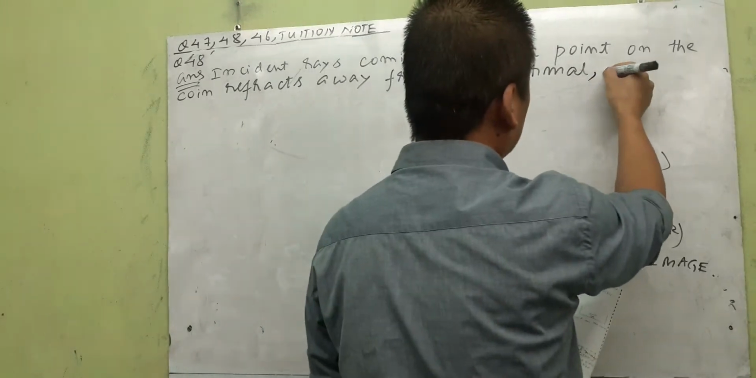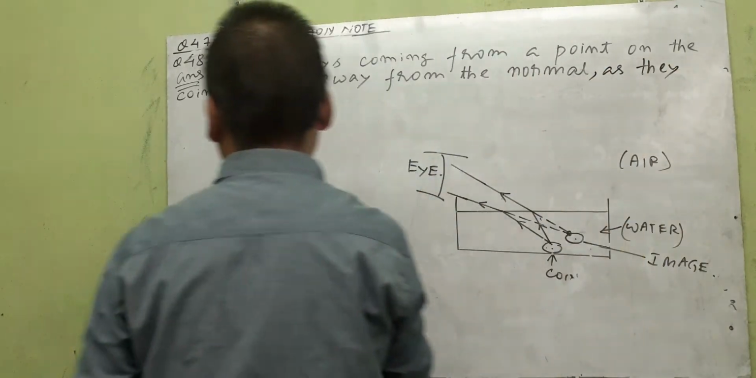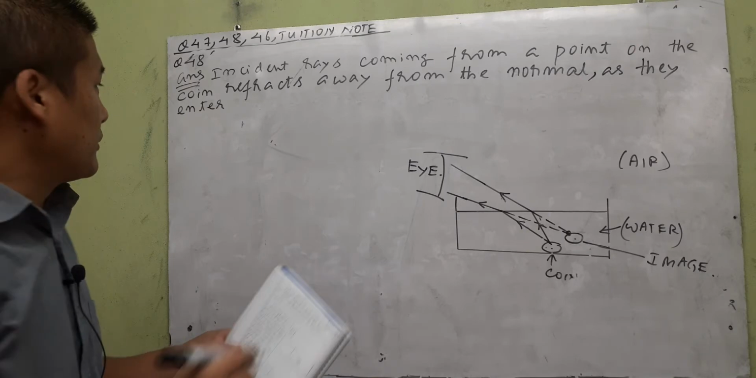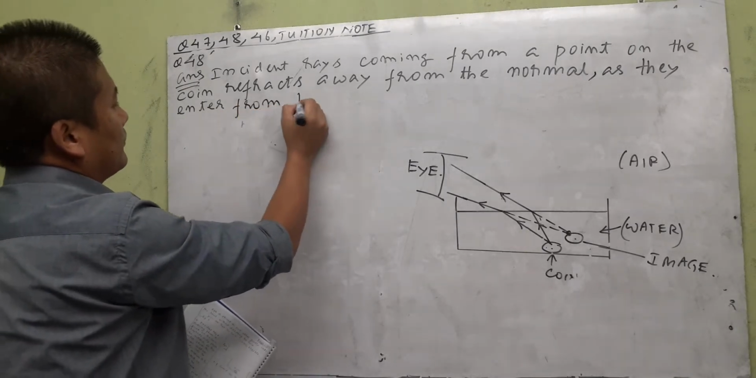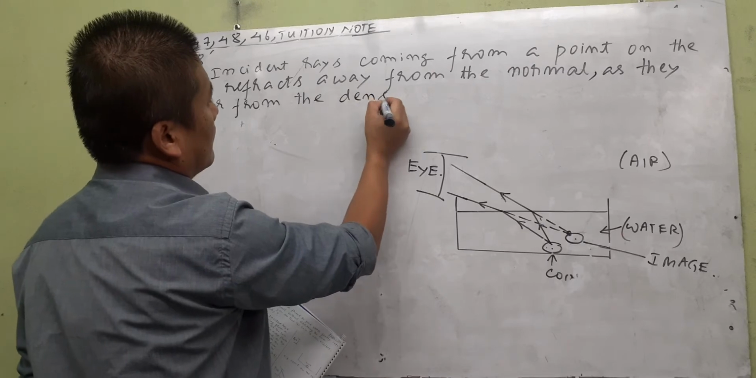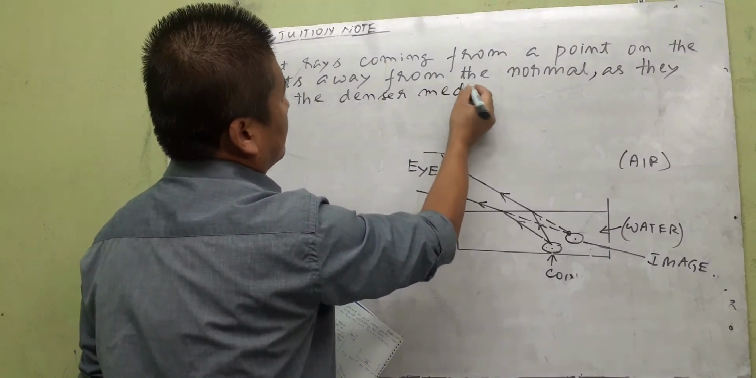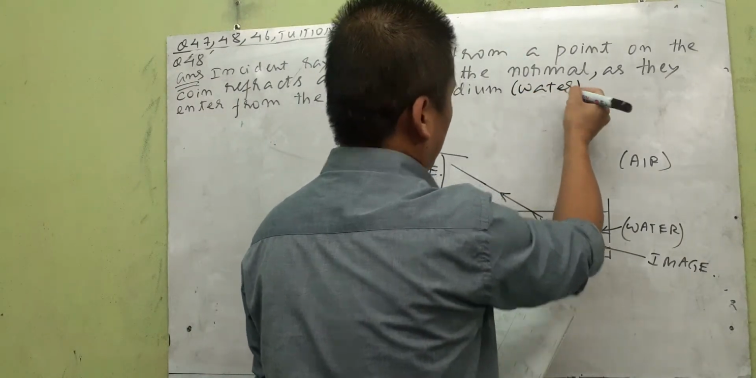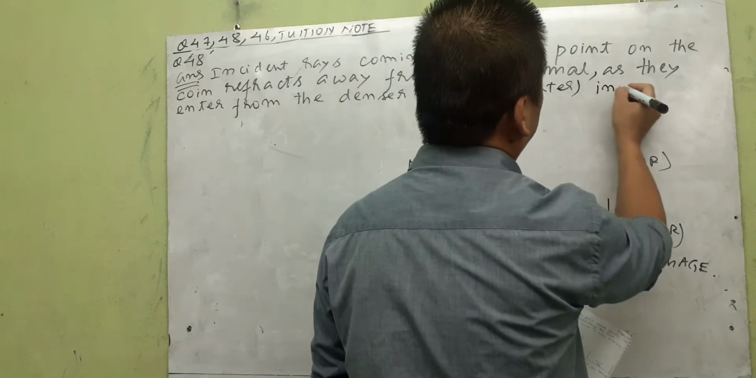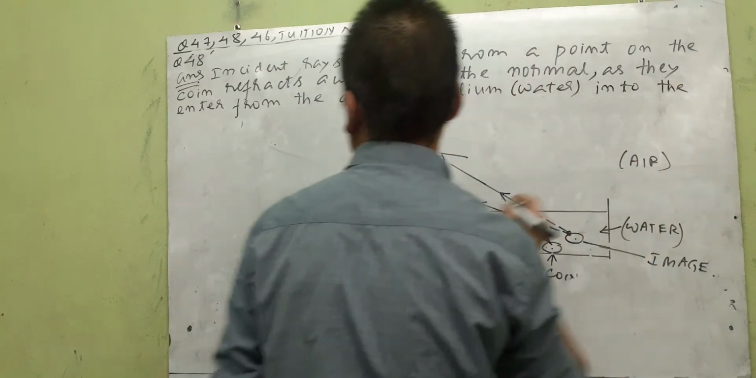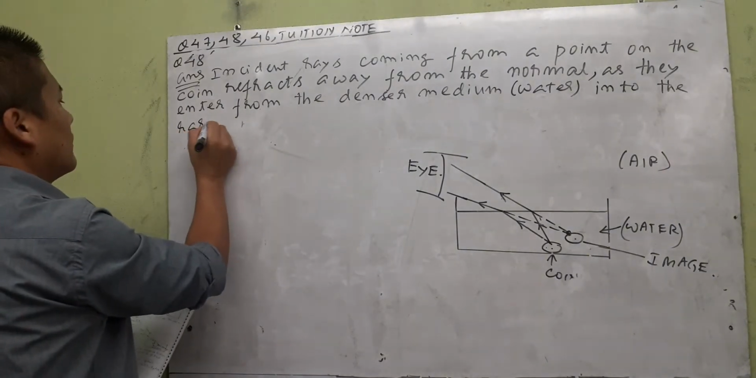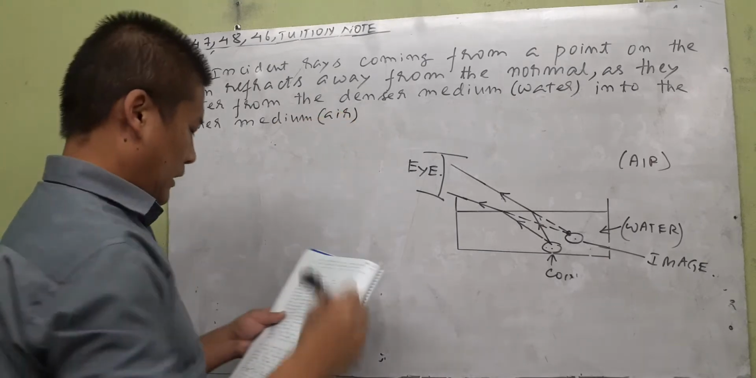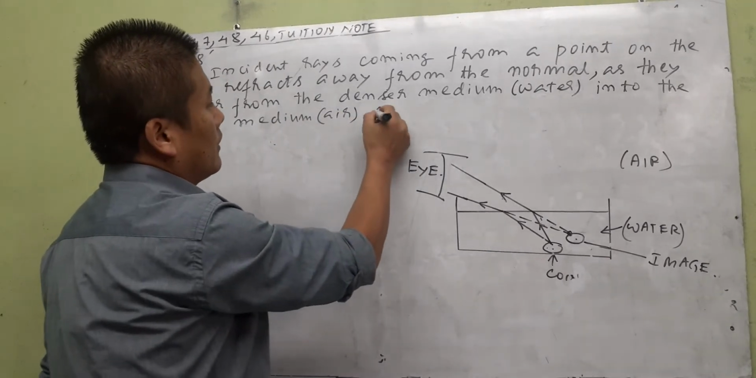as they enter from the denser medium, which is the water, into the rarer medium. In this case, the rarer medium is the air above it. Air. Full stop.